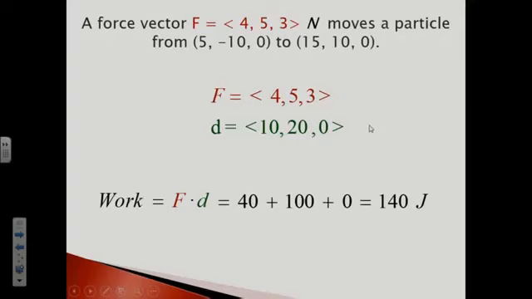If the force is given in Newtons and the displacement is given in meters, then the unit of the work is joule. This is the end of this session.